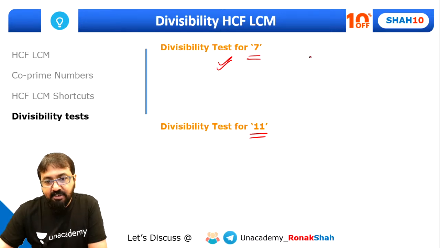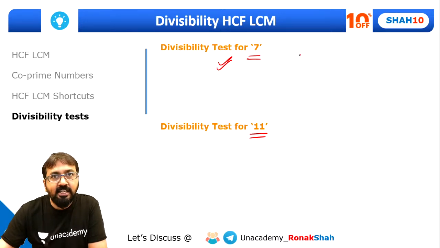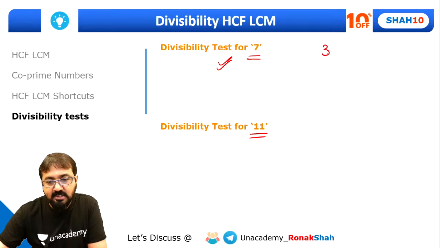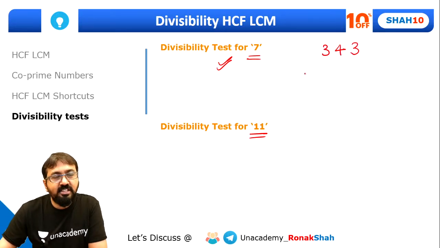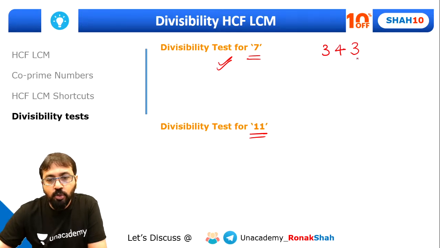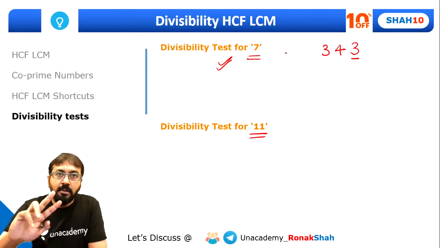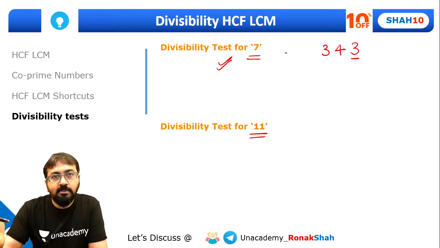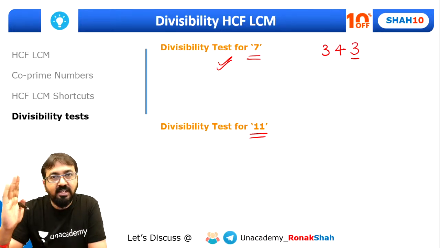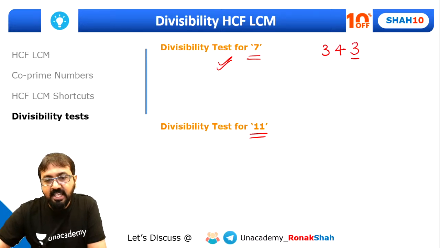So guys, for 7 the test is something like this. Let me give you an idea. Pay attention guys. Suppose एक number ले लेते 343. You want to check whether it's divisible by 7 or not. So what you'll do is look at the last digit of the number. It's 3. Make the double of it. तो 3 का डबल कितना हो जाएगा? 6. ठीक है.